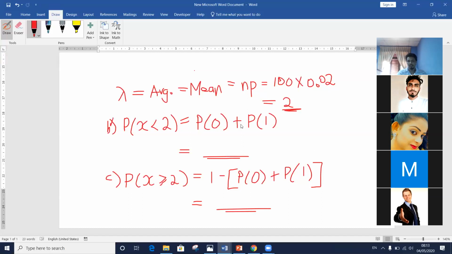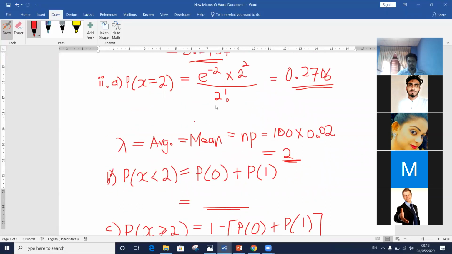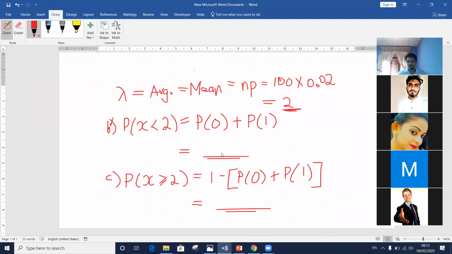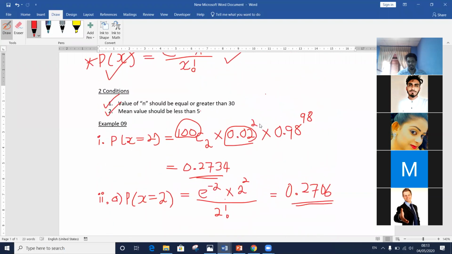Okay, so hope you can find these answers. Parts A, B, C වලට answers හොයන්න ඕනේ using this one, using Poisson probability formula, right? Okay, clear.